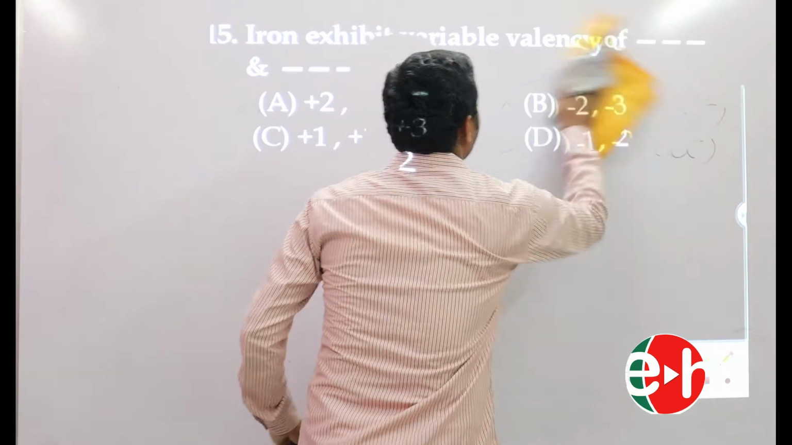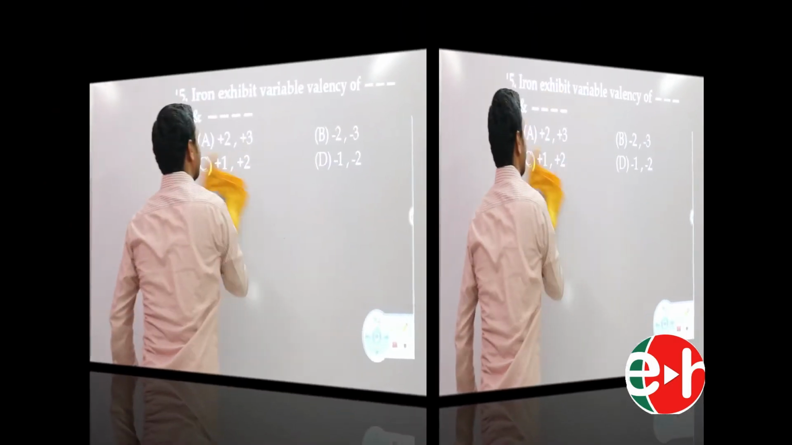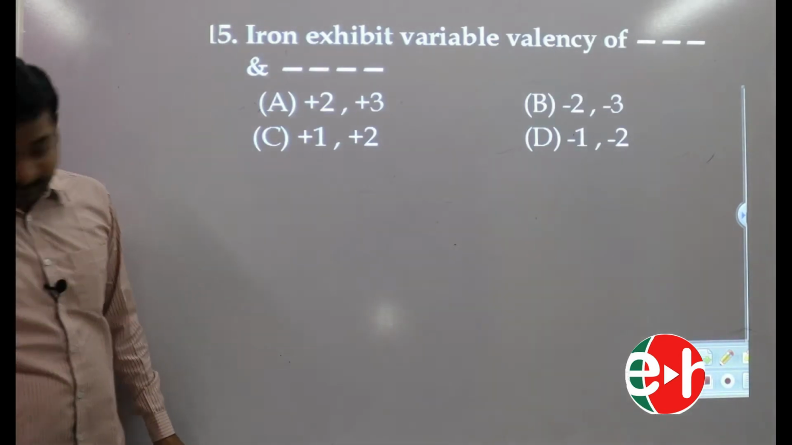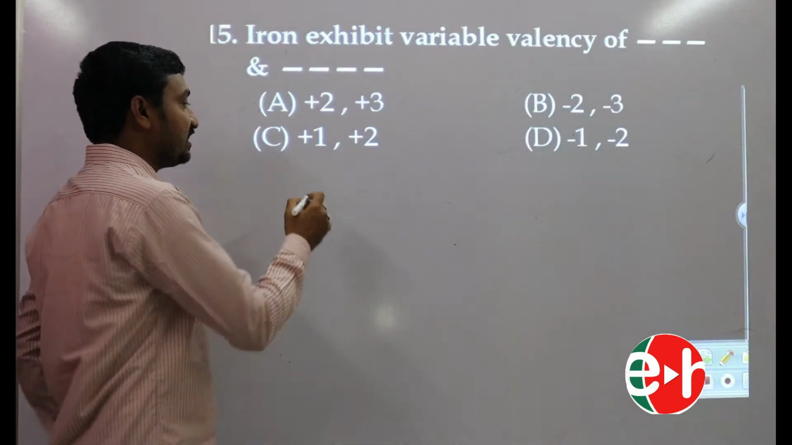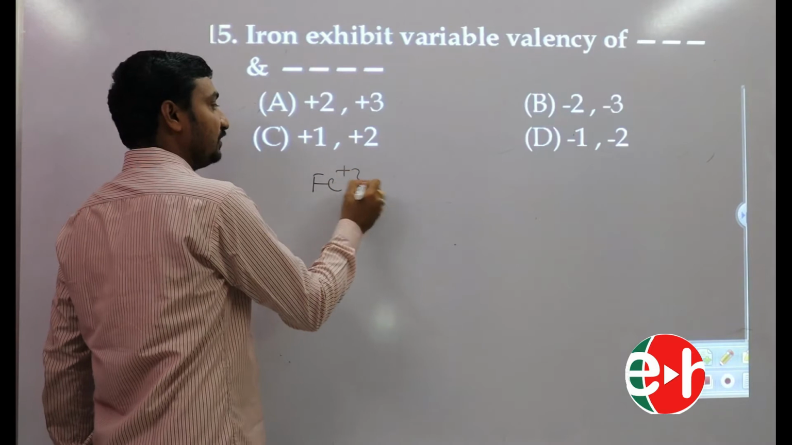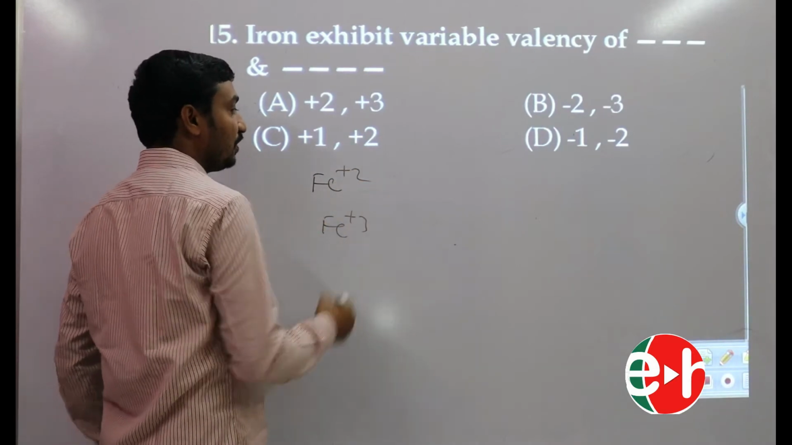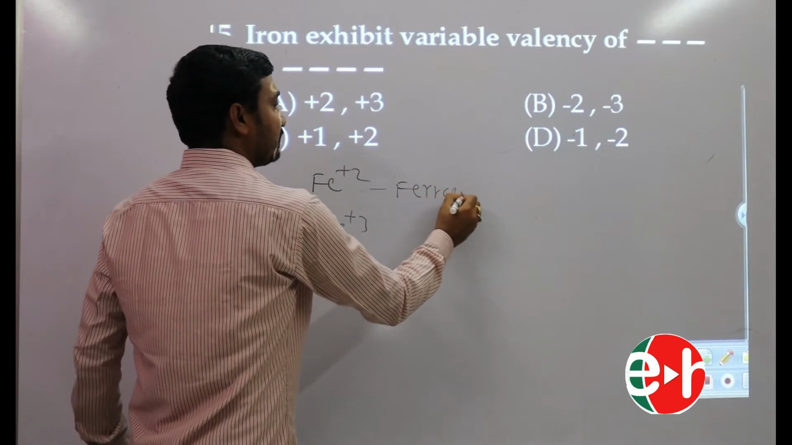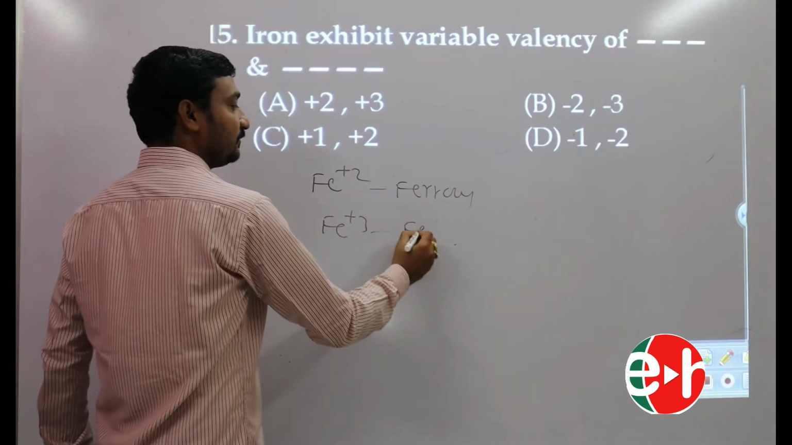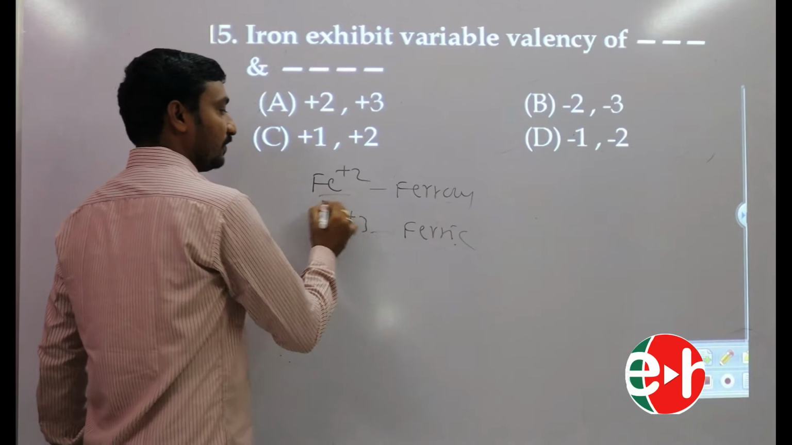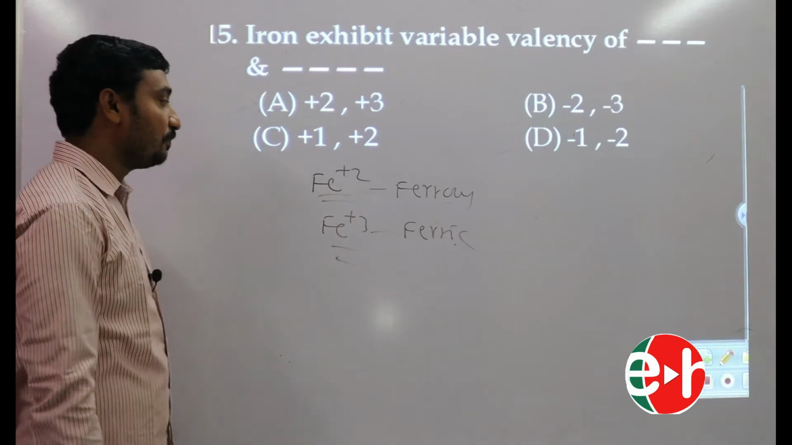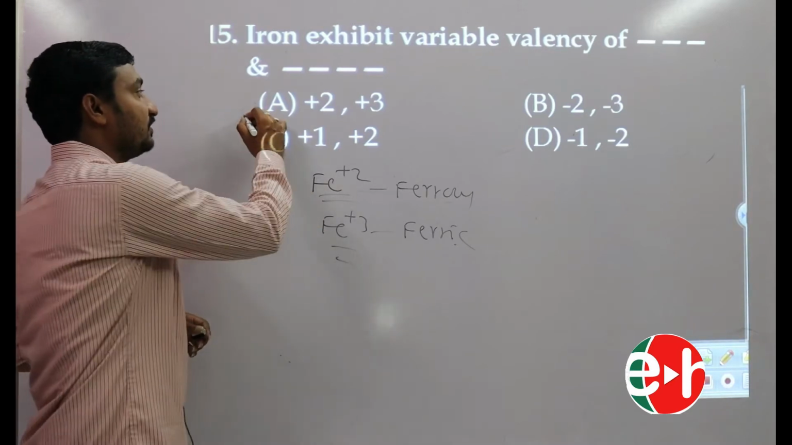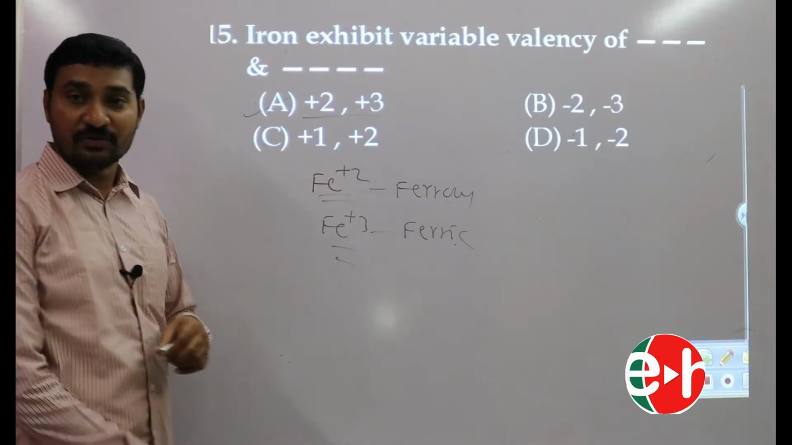Next one. Iron exhibits variable valency of dash and dash. We know iron exhibits plus 2 and also plus 3 charge. Plus 2 ferrous, plus 3 ferric. Hence, what is the correct answer? First one, plus 2 and plus 3, variable valency.